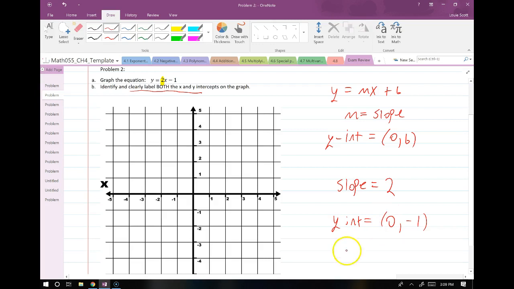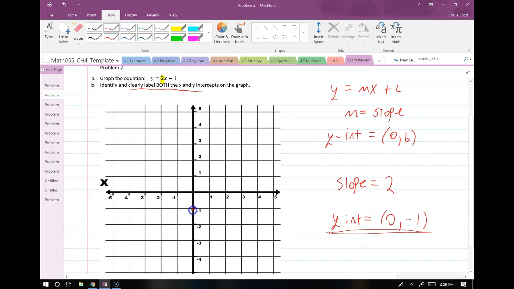Okay, so all I need to do to graph this is plot the y-intercept and then count the slope off from there. So my y-intercept is at 0, negative 1, so I put a point here.